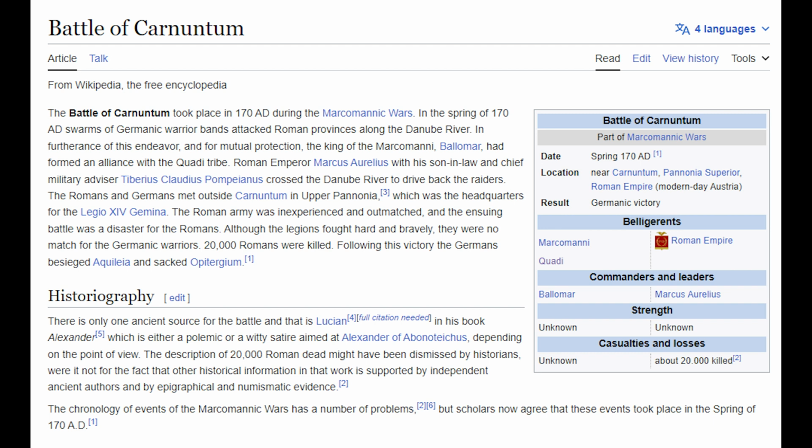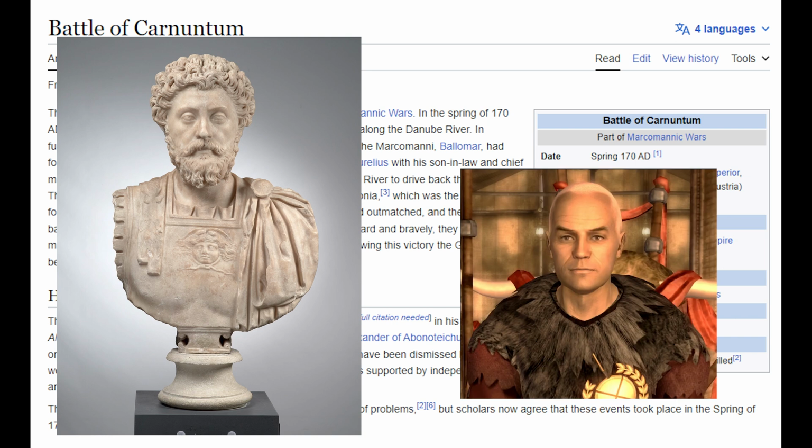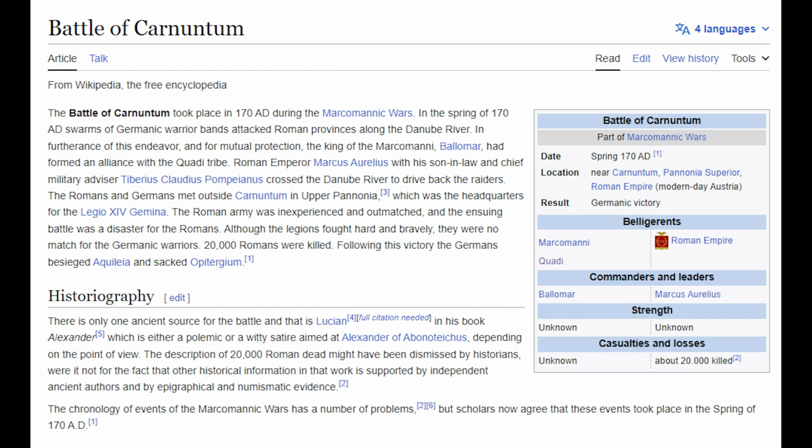Another parallel is that the Romans are led by Marcus Aurelius, who is probably the same individual as the Macrinus mentioned in the Hungarian Chronicles. By the way, the battle's Wikipedia page says the following. The chronology of events of the Marcomannic Wars has a number of problems.